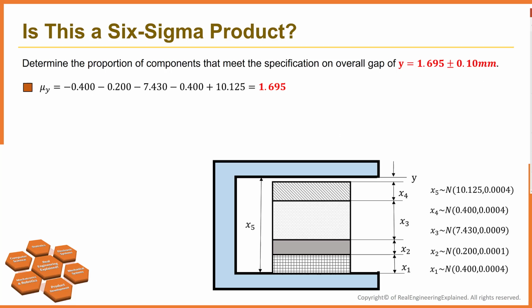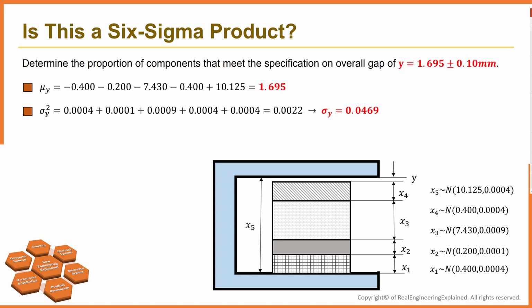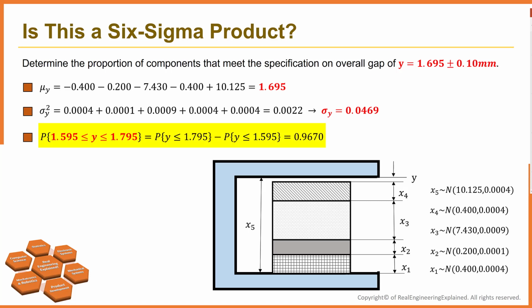So as we said, Y is normally distributed with a mean of 1.695, which is a combination of all dimensions. And the total variance is the summation of all these variances, which gives us the standard deviation of 0.0469. So the fraction of assembled items falling outside the specification can be determined with the cumulative probability distribution function. To find the fraction of components that are within the specification, we must evaluate these probabilities.